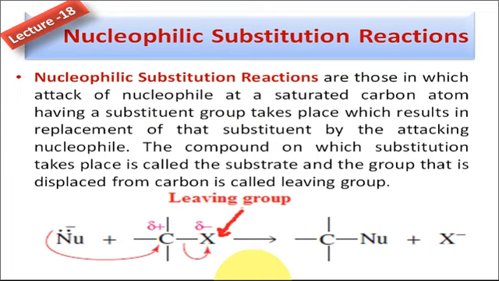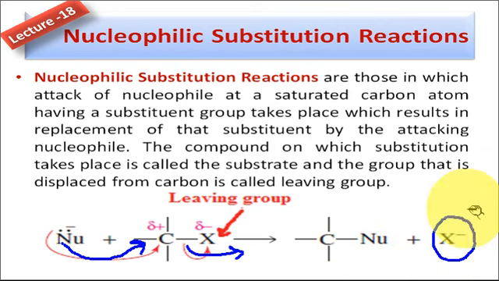So let us first start with the nucleophilic substitution reactions. The nucleophilic substitution reactions are those in which the attack of a nucleophile on the saturated carbon atom having the substituent group results in the displacement of this substituent group from the parent molecule. So look at this reaction here. This nucleophile attacks the carbon atom here, and this X, that is the substituent group, leaves the carbon atom or the parent compound, and the nucleophile forms the bond with the carbon atom, and substituent group X leaves the parent compound as the leaving group.